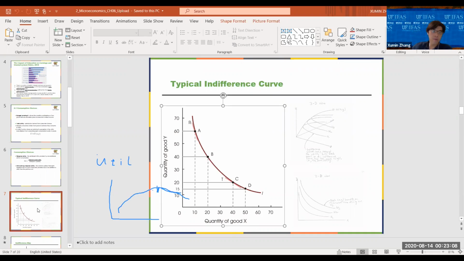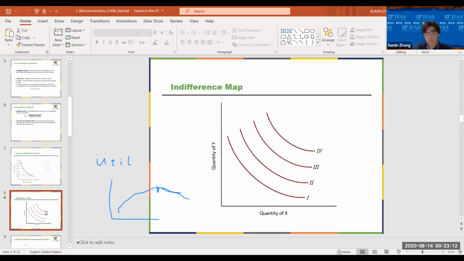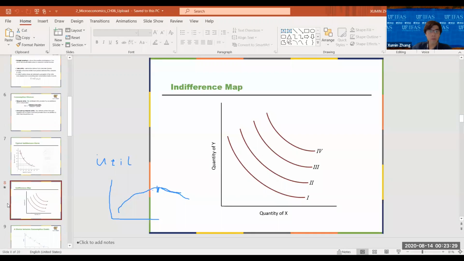I will show you quickly. Indifference curve or indifference map means that along the mountain, we can draw many of those curves, right? Although in this case we draw four, imagine that it's a mountain where we can draw as many as we want. But this is just for visualization purposes.